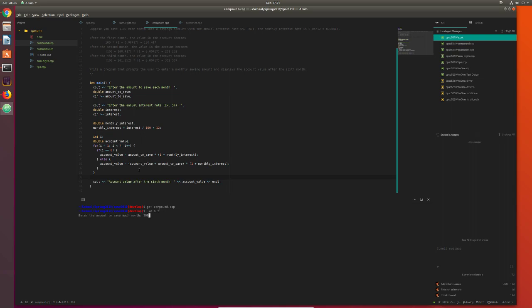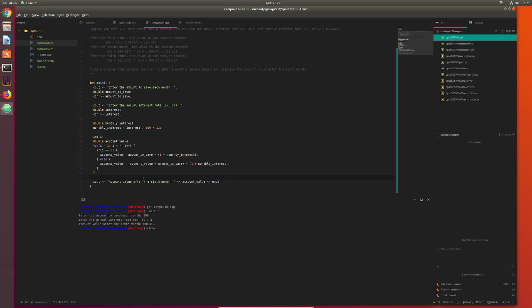So say you want to save $100 each month. We'll just do 5% interest rate. And yeah, so the value after 6 months is $608.81. Yeah, pretty nice little function. Can do a lot with it.